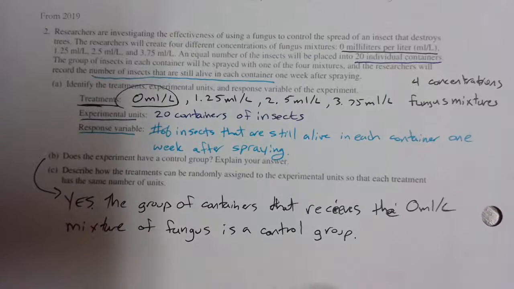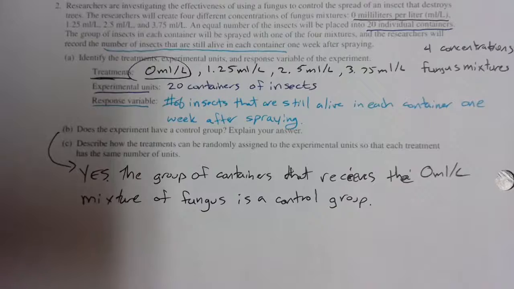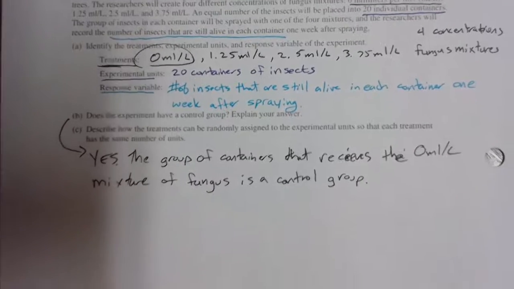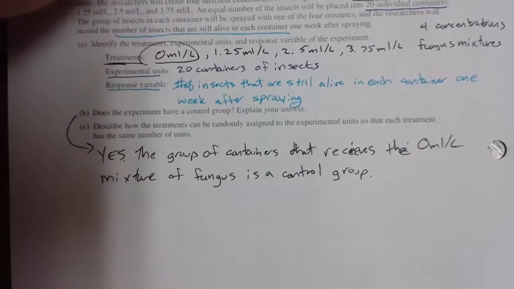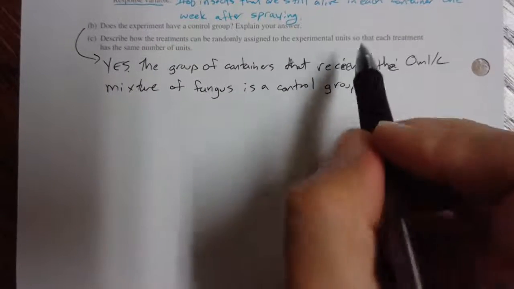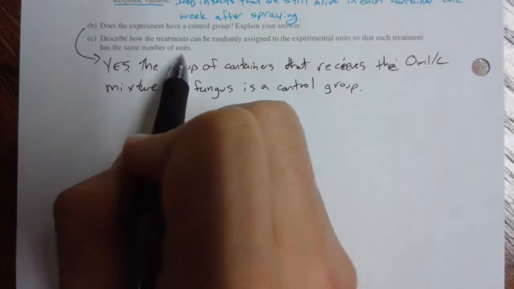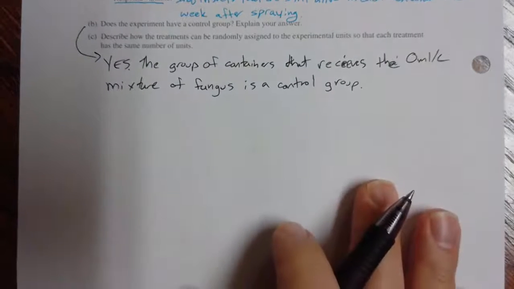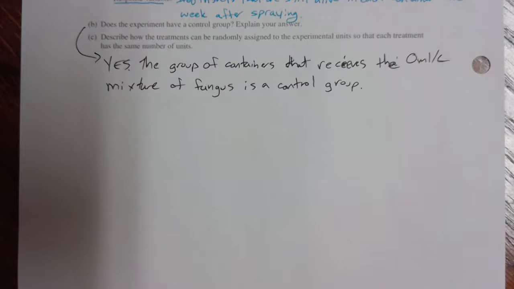And then the final one, and maybe this one is the one that requires the most time and energy. It says describe how treatments could be assigned to the experimental units so that each treatment has the same number of units. So when we do something like this, we've got to be really specific. It's got to be at a level where if you gave these instructions or steps to create this experiment, someone else could execute them.